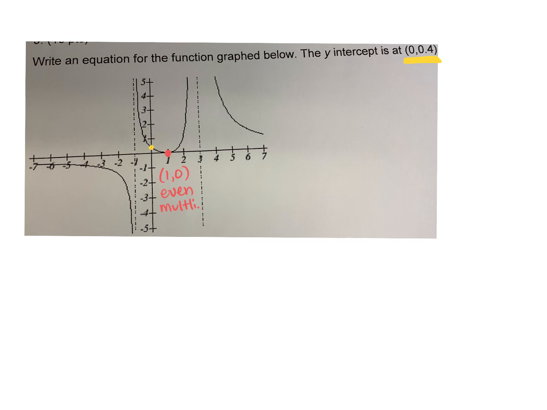All right, next we've got our vertical asymptotes. We have one at x equals 3, and we notice that those are going in the same direction, so this will also have an even multiplicity. And then we look at the other one. We've got x is equal to negative 1, and these, of course, go in opposite directions, so this will have an odd multiplicity.